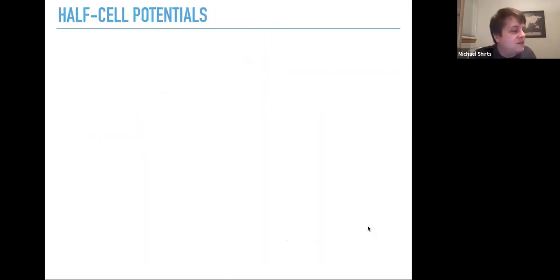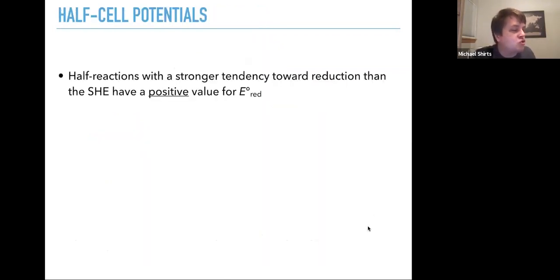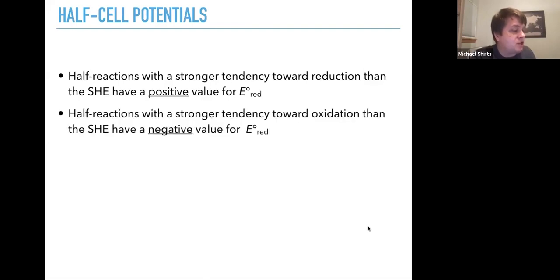Okay, so half reactions with a stronger tendency towards reduction than the standard hydrogen electrode have a positive value for the standard potential of reduction. Half reactions with a stronger tendency towards oxidation than the standard hydrogen electrode have a negative value for the standard potential of reduction. And so for an oxidation half reaction, just flip it around. The standard potential for oxidation is just minus the standard potential for reduction.